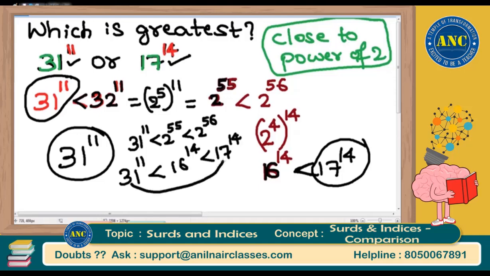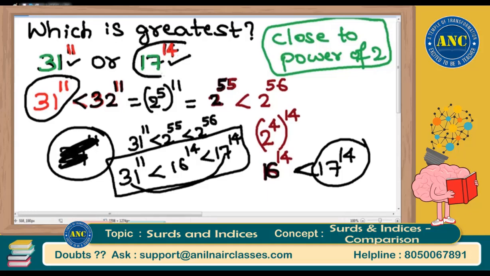That means 31 power 14, sorry, I wrote it incorrectly at the last, sir. Last answer is not 31 power 11, answer is 17 power 14. That means 17 power 14 is greater than 31 power 11. That is the ideology in solving this question. Again, a beautiful method which can be implemented to solve these kind of questions.